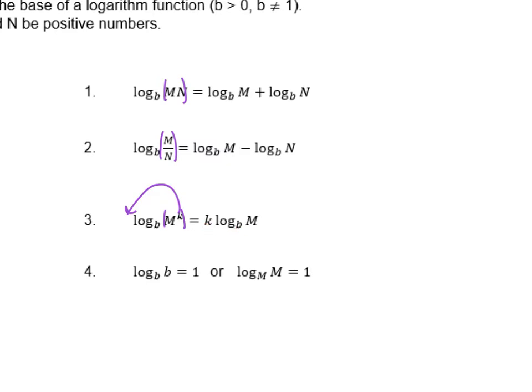Then our last one is anytime that you have log base b of b. So if the base is the same thing as what we're taking the log of, then it just equals 1. Or for example, log base m of m, so if those two are the same number or the same variable, it will always equal 1.